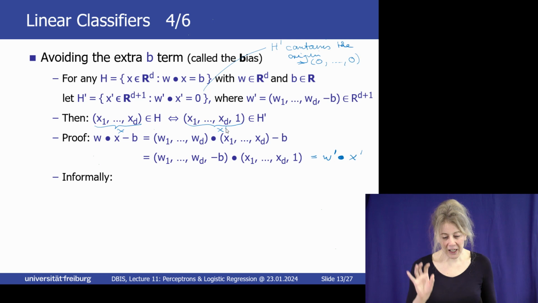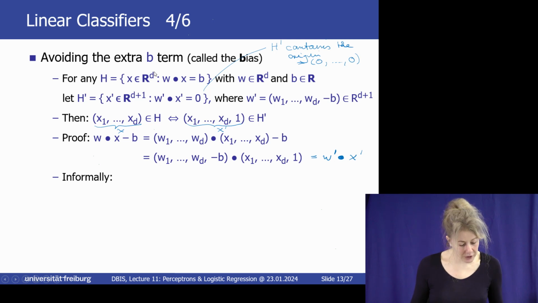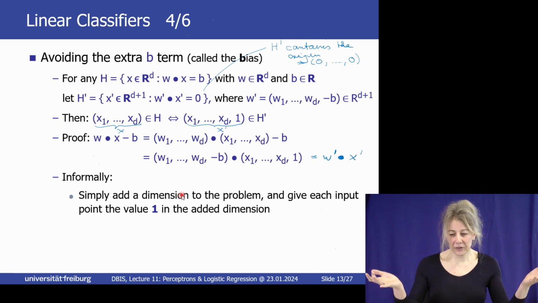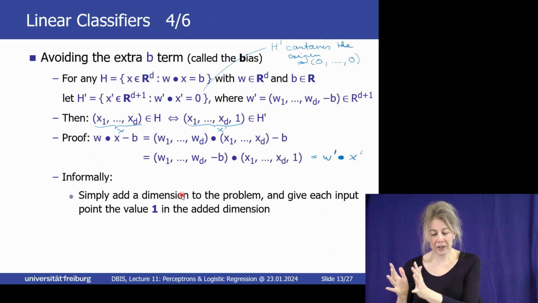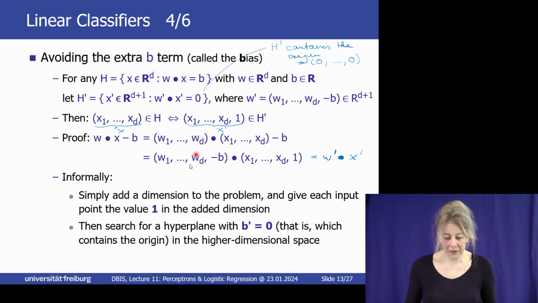That's the formal way. What you can take away from this is what you can do if you want to get rid of the b, and again, do it yourself to fully understand it. You have a problem, you have vectors for the exercise sheet, 300 dimensional vectors for example. Just add one dimension and give every vector in your input the value 1 in that dimension. So that's what you do here. And then you can search for a hyperplane where the bias term is 0. And understand why it works.